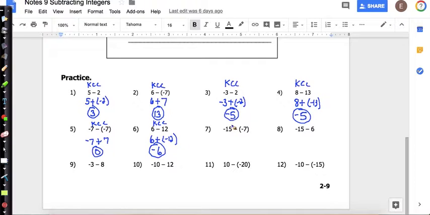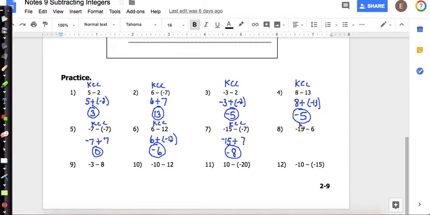Number 7, negative 15 minus negative 7, KCC. Keep negative 15, change to addition, and change 7 negatives to 7 positives. Signs are different, so subtract. 15 minus 7 is 8, and I have more negatives, so the answer is negative 8.